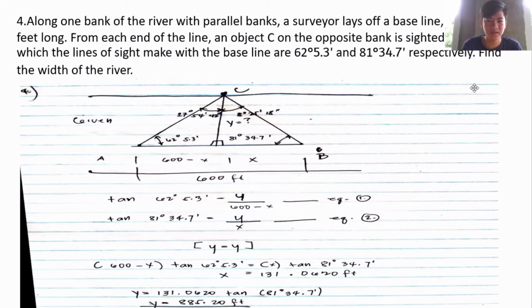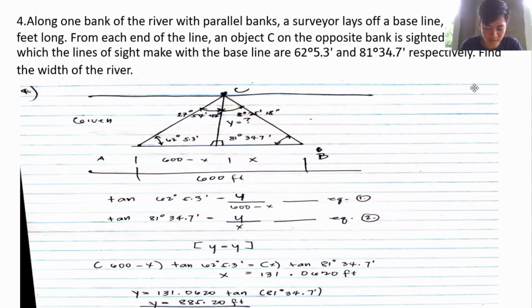Look at the figure of number 4. Given the angles of two right triangles, find the width of the river using the equations: tangent 62 degrees 5.3 minutes equals y over 600 minus x. Tangent 81 degrees 34.7 minutes equals y over x. y is equal to y, so 600 minus x times tangent 62 degrees 5.3 minutes equals x times tangent 81 degrees 34.7 minutes.